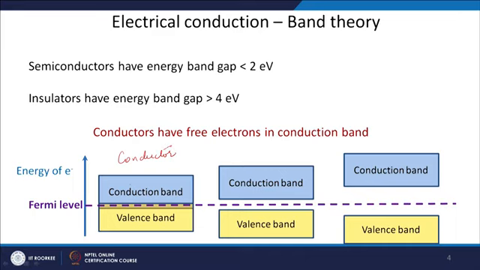Okay. For a conductor, the two bands are overlapping each other. So, the electrons in the valence band can easily go to the conduction band, and they can carry the charge when an electric field is applied.